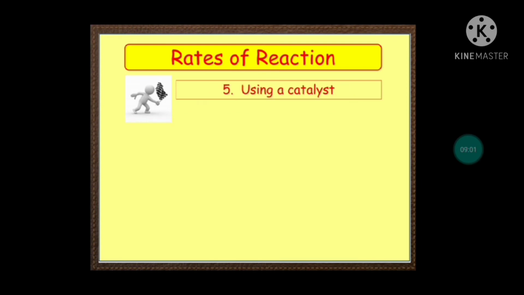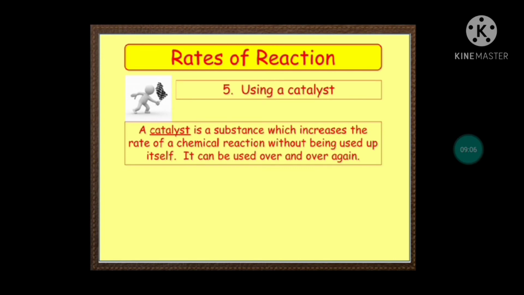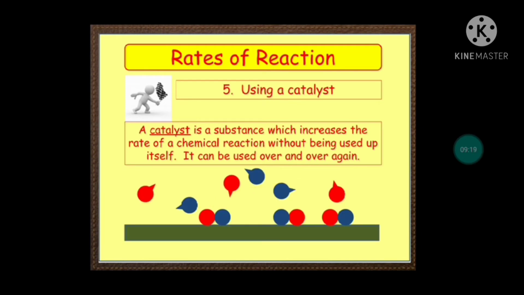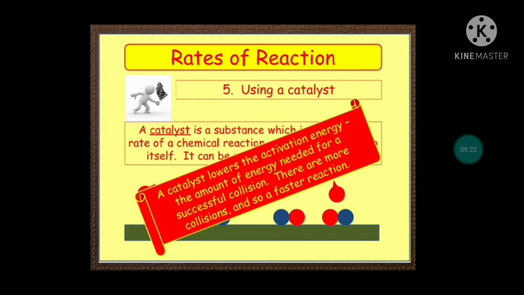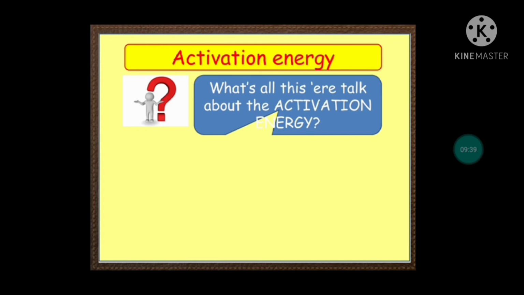Moving to the next one, we have the catalyst. How do catalysts affect the rate of reaction? Let us first define a catalyst. It is a substance which increases the rate of reaction without being used up itself, so it can be used again and again. What is the role of the catalyst? A catalyst lowers the activation energy, the energy required to start the reaction. It lowers that amount of energy, and that is why it increases the rate of reaction.